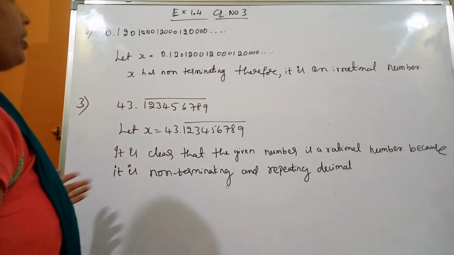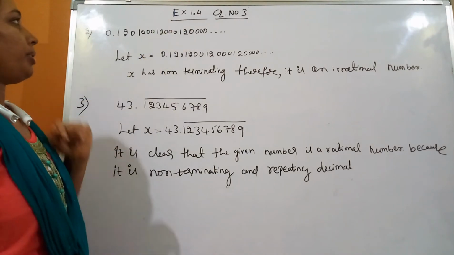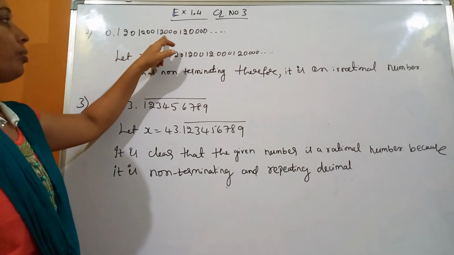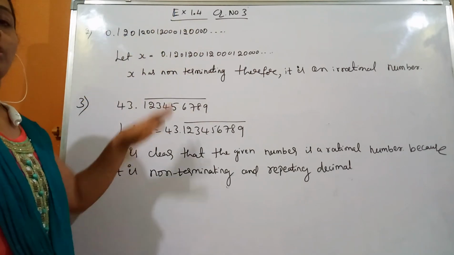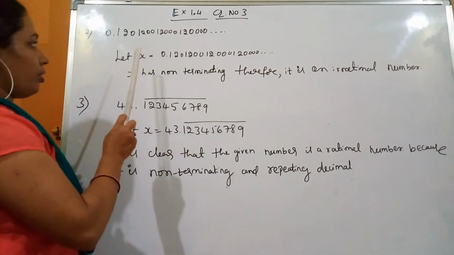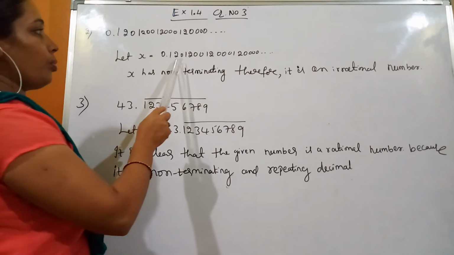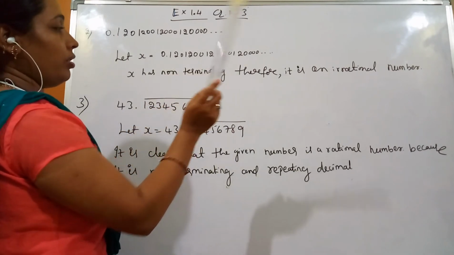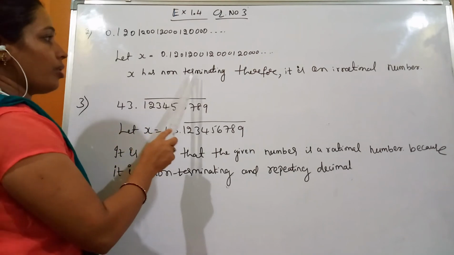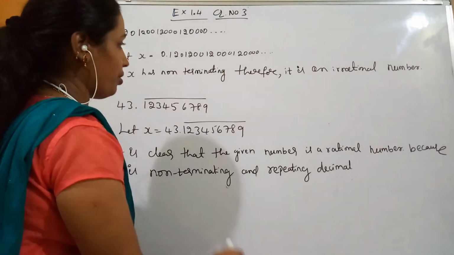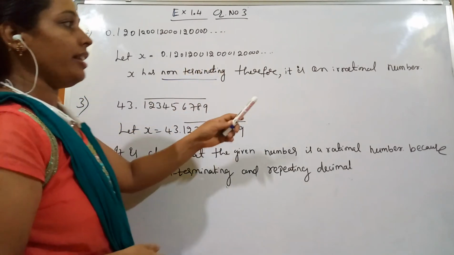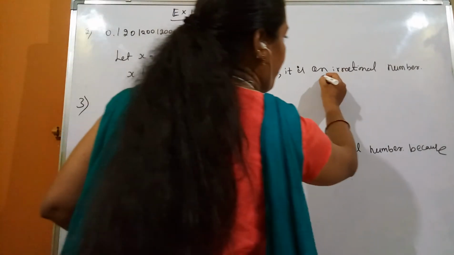Here also the same thing. Exercise 1.4, question number 3. The given number here is 0.1201200120012 and so on. Let us call the given number x, equal to 0.1201200. Here x is non-terminating. Therefore, it is an irrational number.